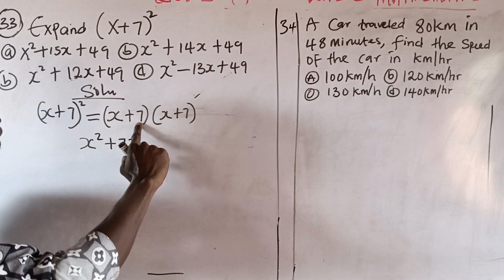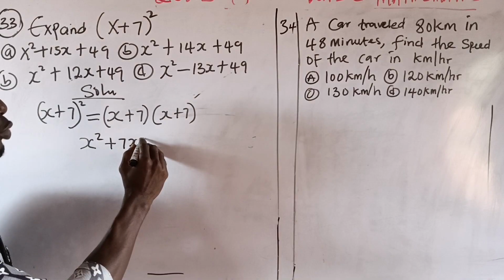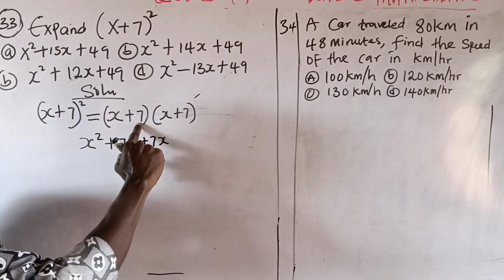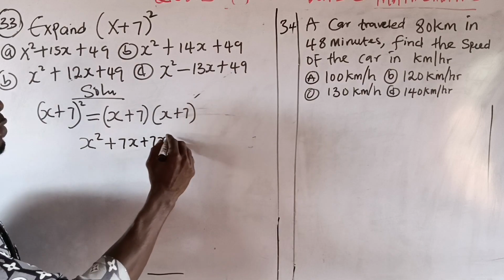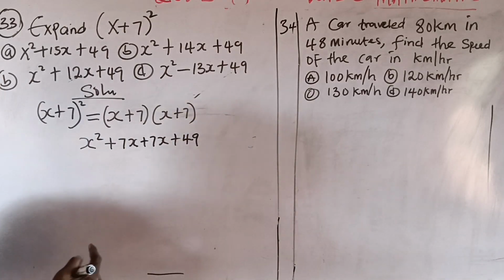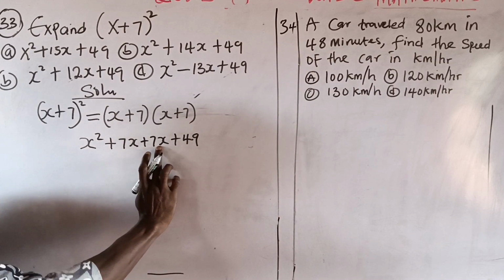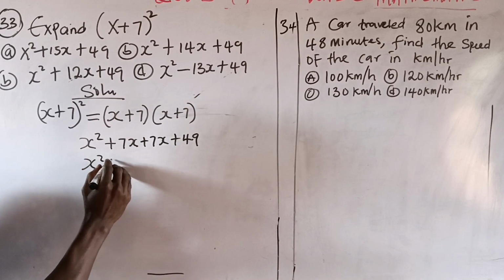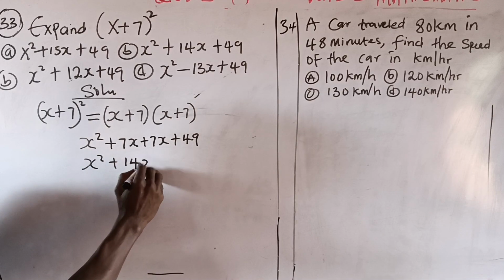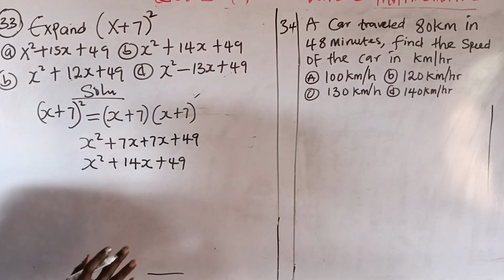So let's come to this. 7 times x will give us what? Plus 7x. 7 times 7 will give us what? 49. Hope you are following. Now let's check it. We have 7x here plus 7x. So we have x squared plus 7x plus 7x will give us 14x plus 49. We are done expanding.